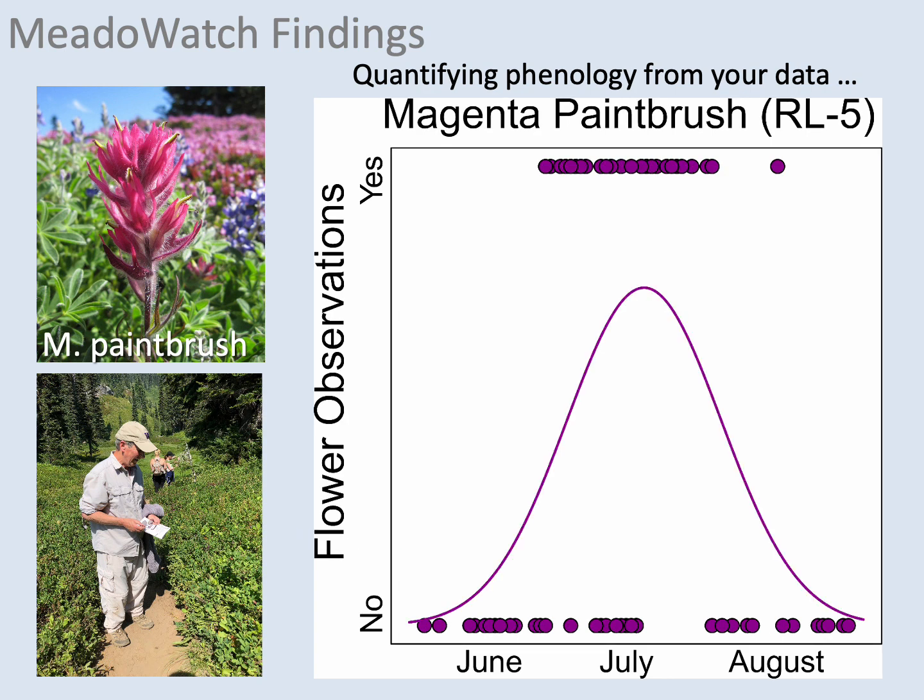But we can also use statistical models to fit a curve to that data, describing the probability that you would see magenta paintbrush flowering at any point in time. Here is that curve. That curve can also tell us when volunteers would have the best chance to see flowering of magenta paintbrush at that plot, and that is on July 12, 2018. In other words, peak flowering for magenta paintbrush occurred at plot 5 around mid-July.